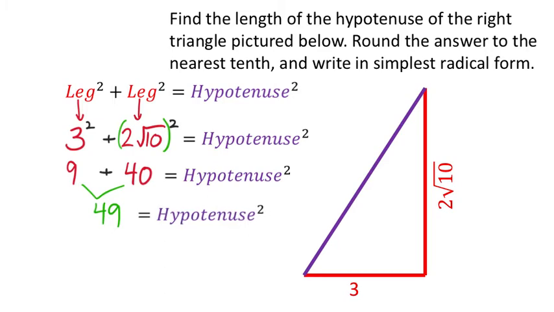So we don't want the hypotenuse to the power of 2, we just want the hypotenuse square rooted, okay? So again, the nice thing about that is it gets rid of the power of 2. And now I got the square root of 49. So we could say, hey, what multiplies by itself to get 49? It's 7. So even though this problem said, hey, we want the answer rounded to the nearest tenth and simplest radical form, that's it. It's just 7. Okay, so 7 is the hypotenuse right here.